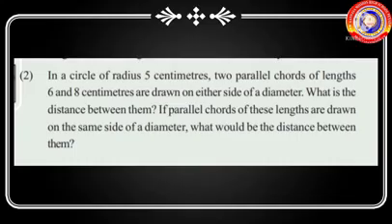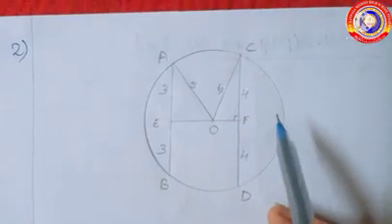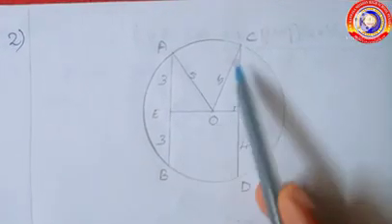Next, second question. In a circle of radius 5 cm, two parallel chords of length 6 cm and 8 cm are drawn on either side of a diameter. What is the distance between them? If parallel chords of these lengths are drawn on the same side of a diameter, what would be the distance between them? In this question, we want to find the distance between the chords.